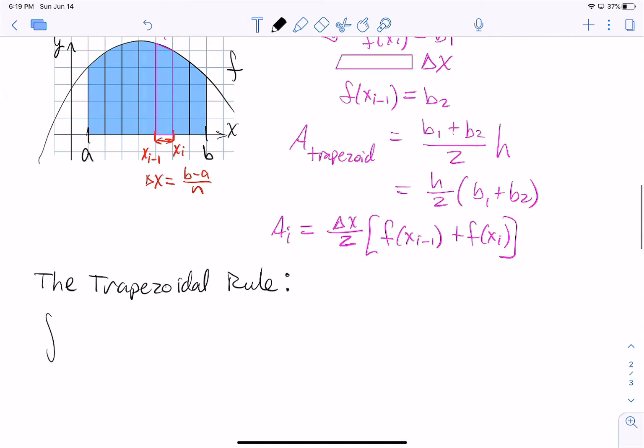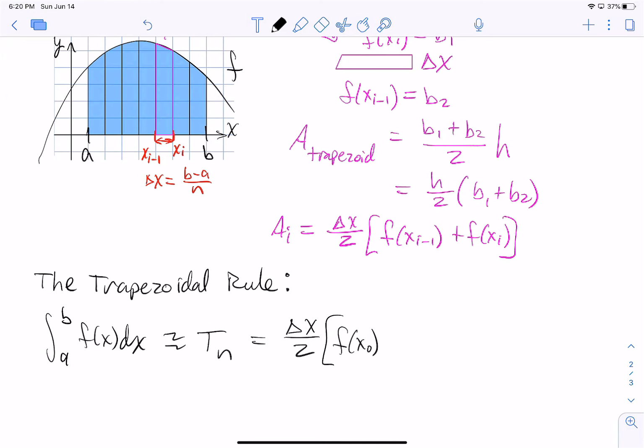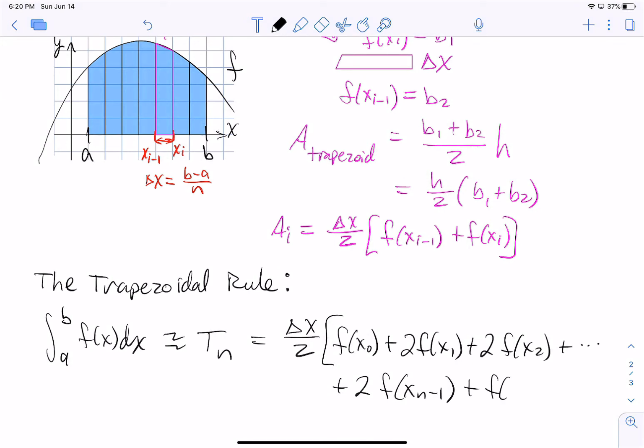It says that the integral from a to b of f of x dx is approximated by T sub n, where T represents the trapezoidal rule and n is the number of subintervals that we're talking about. And it equals delta x over 2, that's the h over 2, times the quantity of f of x sub 0 plus 2 times f of x sub 1 plus 2 times f of x sub 2 plus dot dot dot plus 2 times f of x sub n minus 1 plus f of x sub n, end bracket.